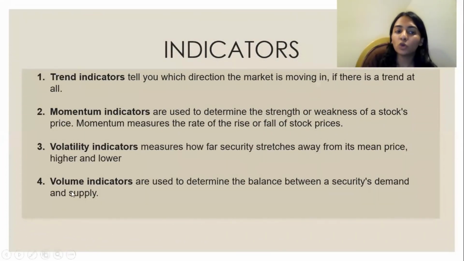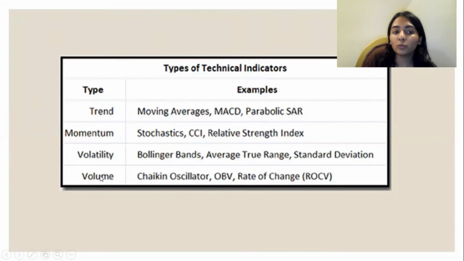Then lastly, we have the volume indicators, which are used to determine the balance between the securities' demand and supply. The different types of volume indicators are Chaikin oscillator, OBV, ROCV, etc.